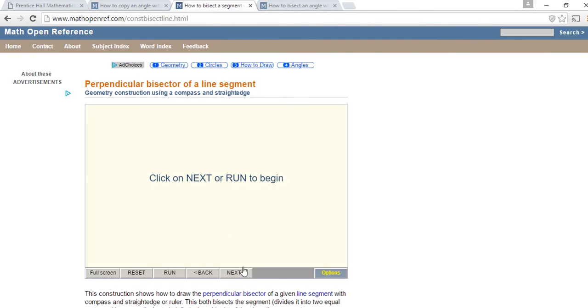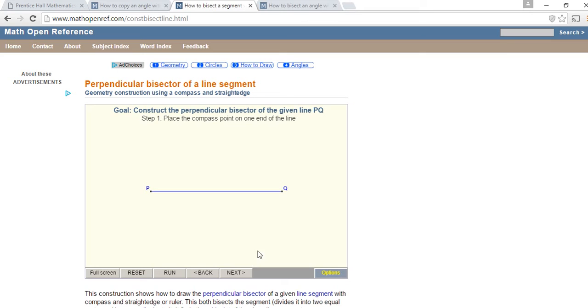So, first step, place the compass point at one end of this line. Adjust the compass to just over half the length of the line. And then without adjusting the compass width, draw an arc on each side of the line. So watch this. And that's kind of what this part is, except it shows the whole thing.